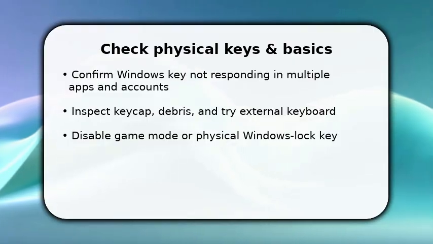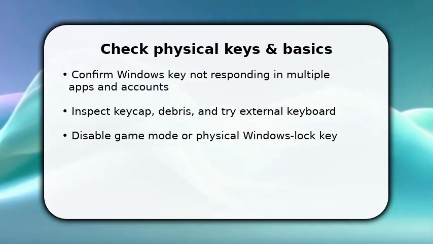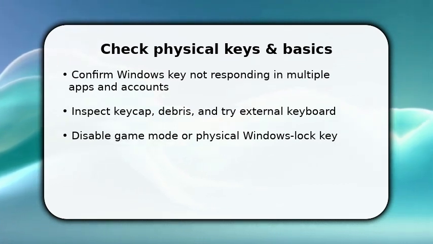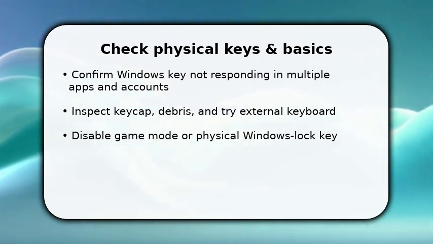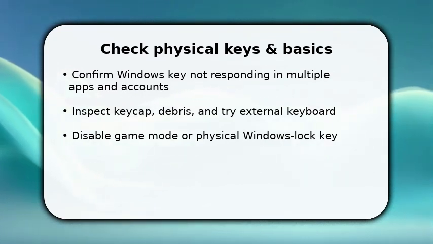You begin by confirming the problem and ruling out hardware locks. First, test the Windows key in File Explorer and Start. If it fails everywhere, remove debris and inspect the keycap. Once done, try an external keyboard to separate software from hardware causes, and make sure any gaming mode or Windows lock toggle on your keyboard is off.